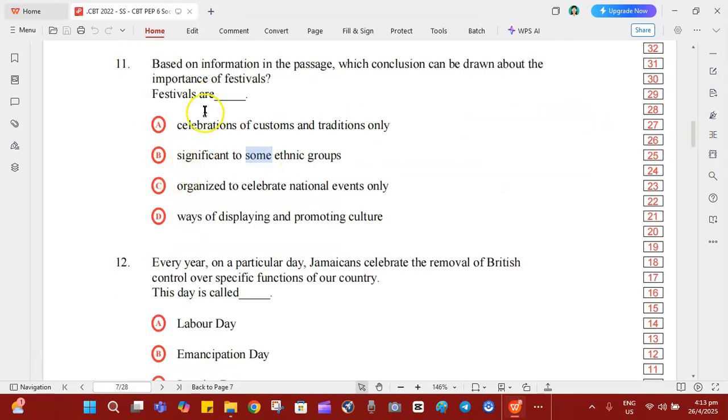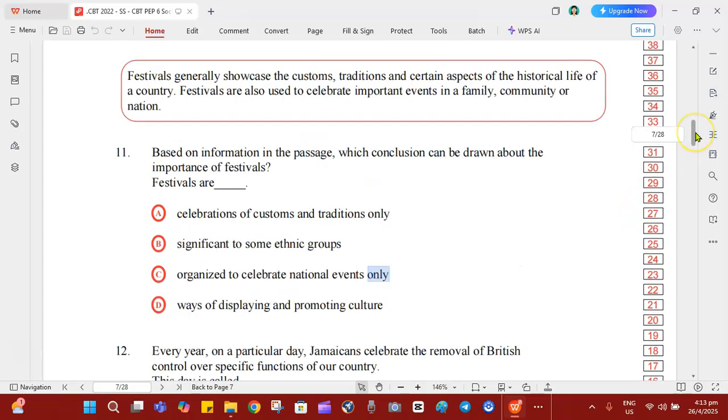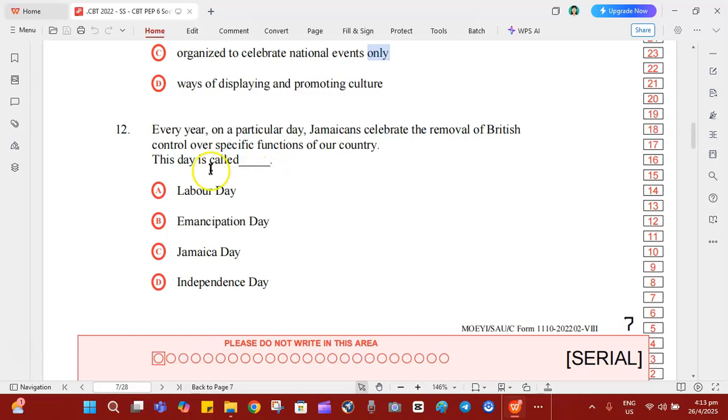C says festivals are organized to celebrate national events only, which makes it wrong, because it speaks of family events and community events, not just national. And D says festivals are a way of displaying and promoting culture. D would be correct. Based on the passage, remember each time whether it says based on the passage.